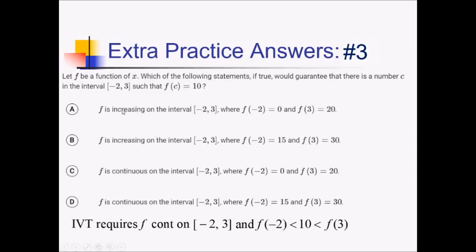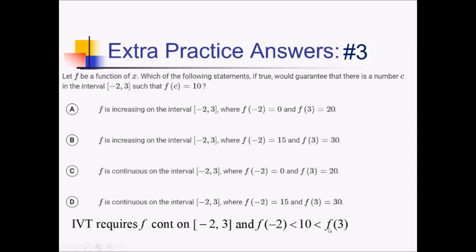Okay, so let's look at our answer choices. Choice A is talking about the function being increasing. That by itself is not going to be enough. We need continuity. Same thing with choice B. So it's down to choices C and D where we have continuity on the closed interval. And now 10 needs to be between the two values. So for C, f of -2 is 0, f of 3 is 20. 10 is between 0 and 20, so that's good.